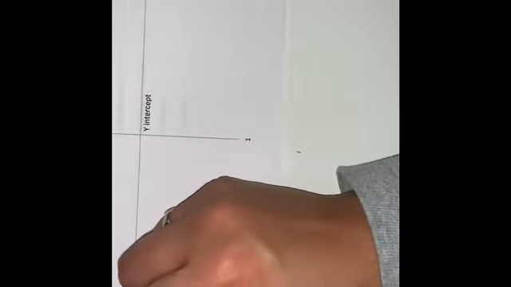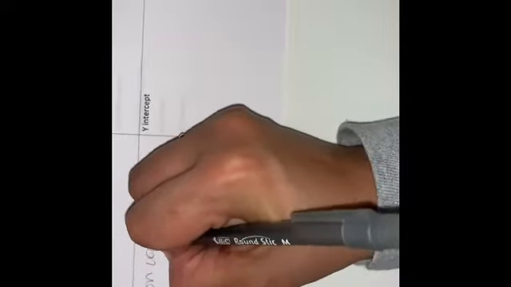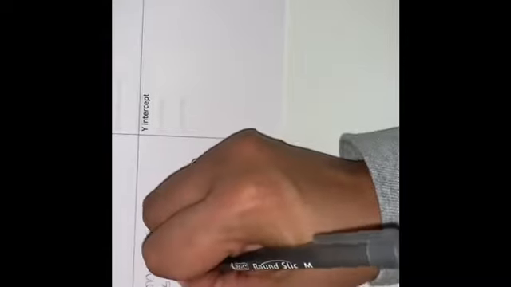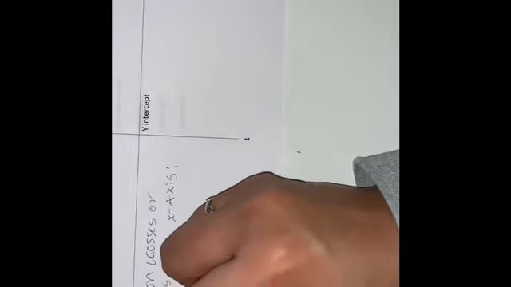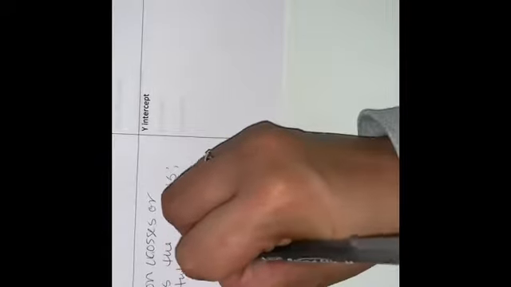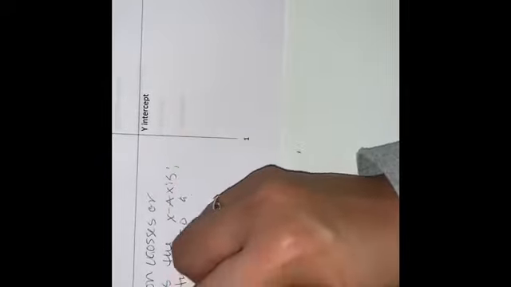Okay, now you have the x-intercept. This is where the function crosses or touches the x-axis. And to find this, you would substitute y equals 0 and solve for x.